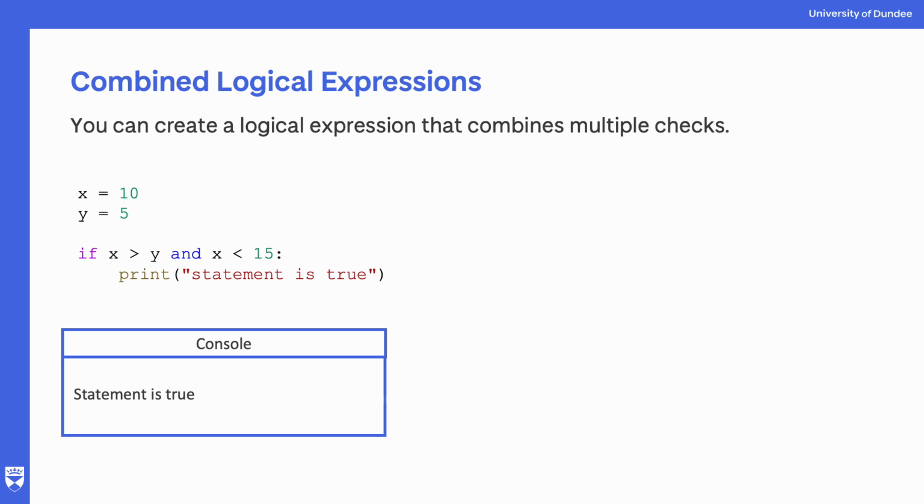We can also combine these logical expressions together, so we can have multiple checks. Using an and, for example: if x is greater than y and x is less than 15, print out the statement is true. And we can see it appears in the console, yes, it's true. 10 greater than 5 is true. x less than 15 is true. And means that both of those things need to be true, so true and true is overall true.